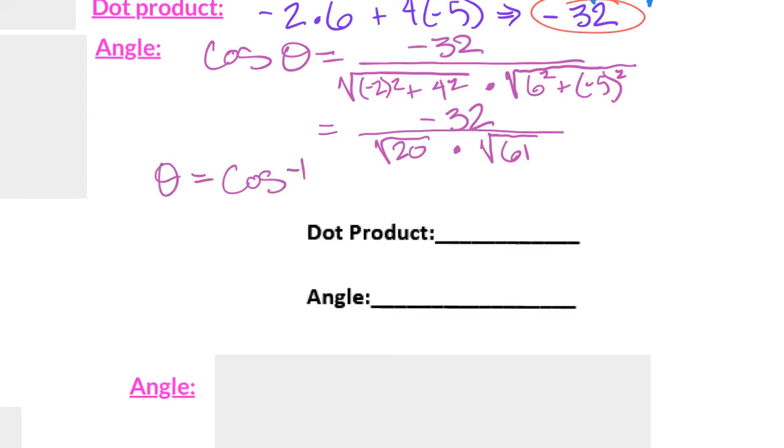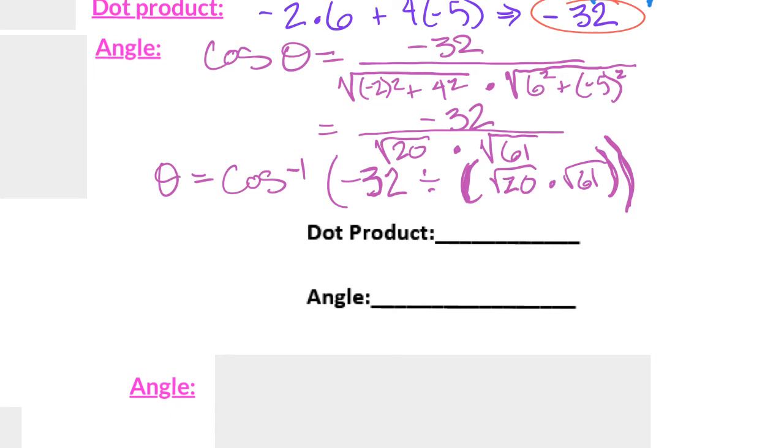Let's back up here. Theta is equal to cosine inverse of... When you're putting this in your calculator, you need to use a lot of parentheses. As soon as you hit cosine inverse, one set of parentheses is going to come up. Type in your 32 divided by, now you need another set of parentheses. Root 20 times root 61, end that parenthesis, and then end the first one that you started with. Hit enter. Please make sure that you can put this in your calculator and get the correct answer.